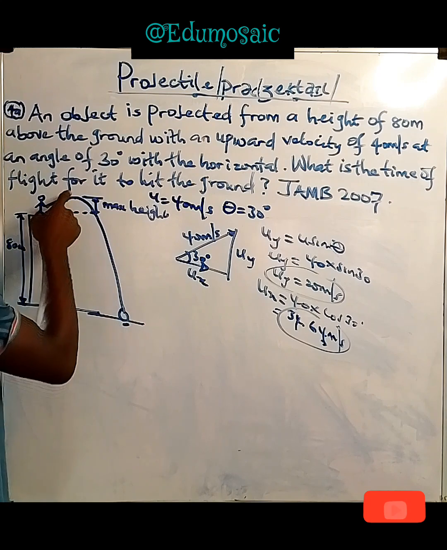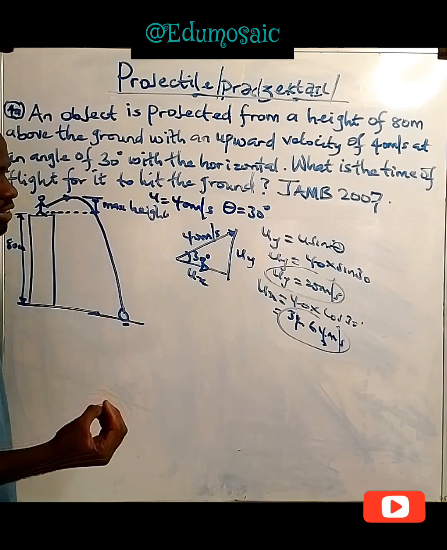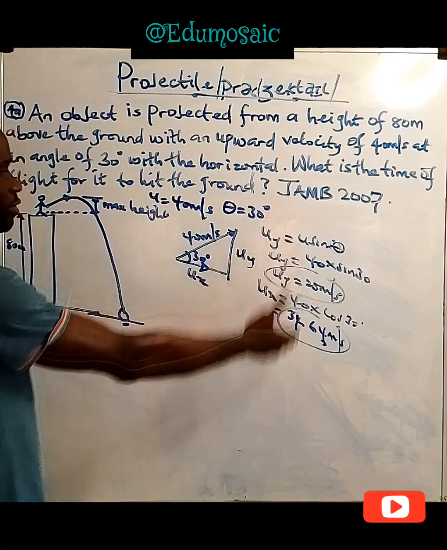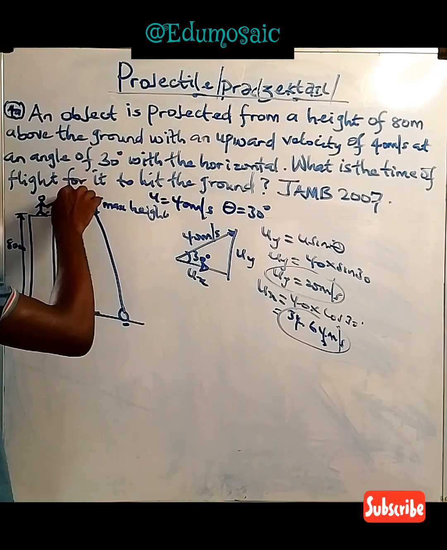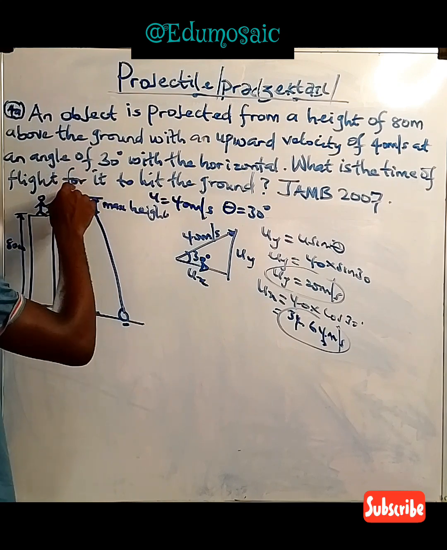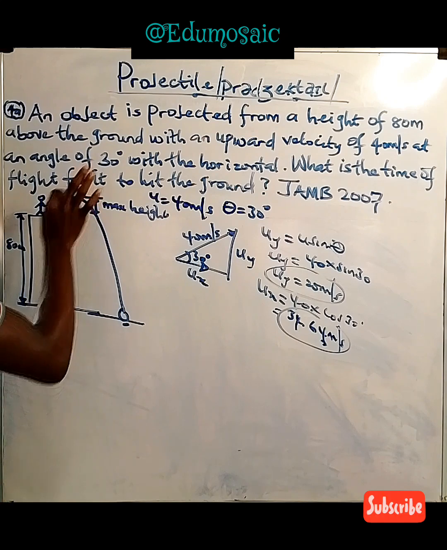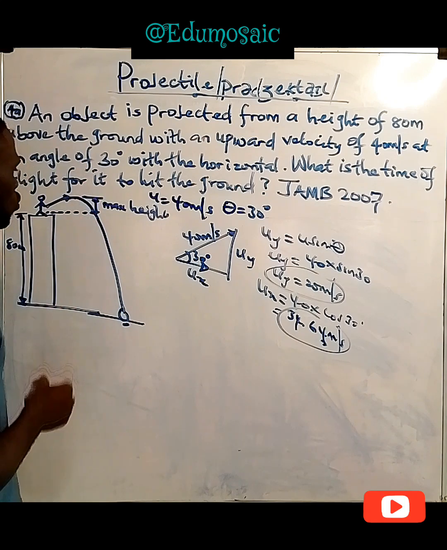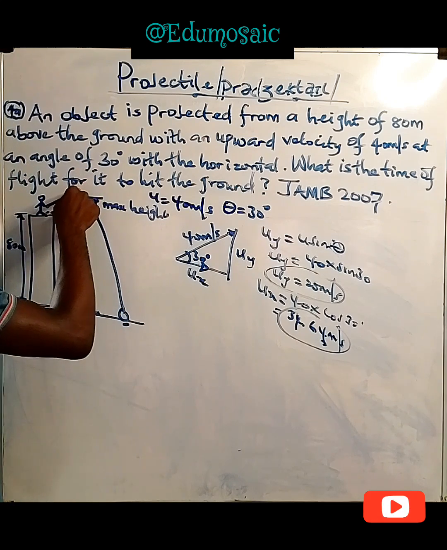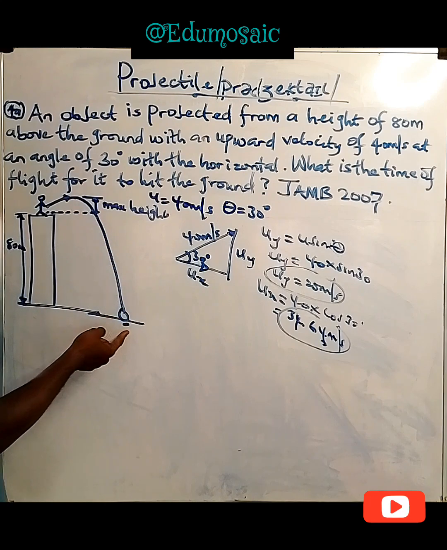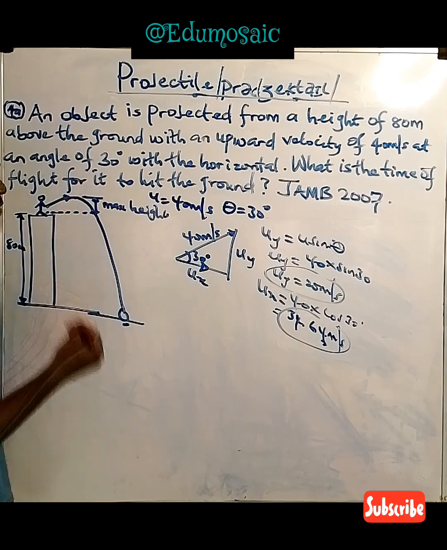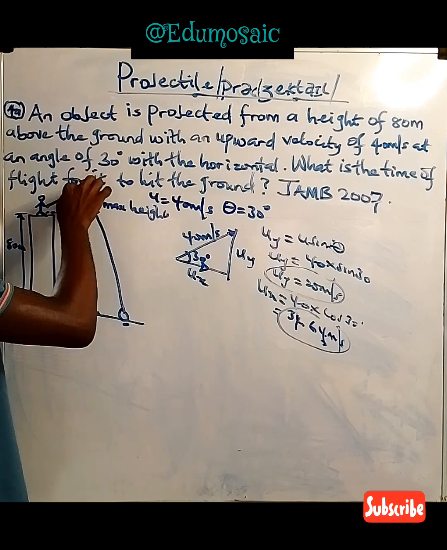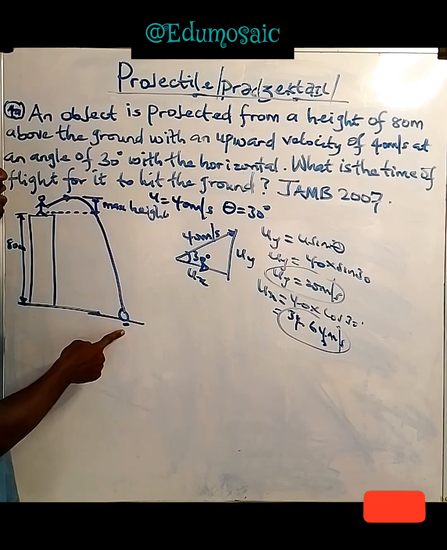We can get the time it takes to get to max height. There's a formula for that already. You don't need to go through the rigor of this. At this max height, the final velocity along the y-axis is 0. From this very max height, it's going to fall through a distance down to this place. So when we get the time it takes to get to max height, we can also calculate the time it takes to fall from this very point down to this very point.